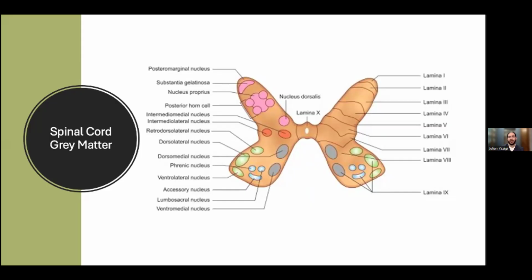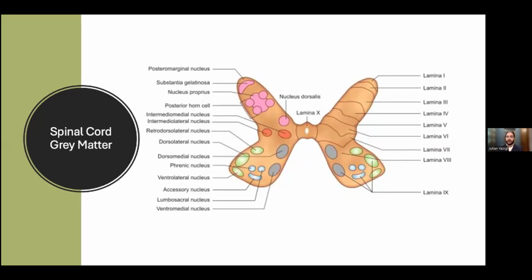Within the same lamina, the intermediolateral cell column present in T1 to L2 segments houses sympathetic preganglionic neurons. These neurons send axons through the ventral roots to synapse in the sympathetic chain or prevertebral ganglia, forming the basis of thoracolumbar sympathetic outflow. In sacral segments, a similar region, the sacral parasympathetic nucleus, contains preganglionic neurons that contribute to pelvic organ control. Lamina 7 is therefore a major integrative center, blending sensory input, motor coordination, and autonomic regulation.